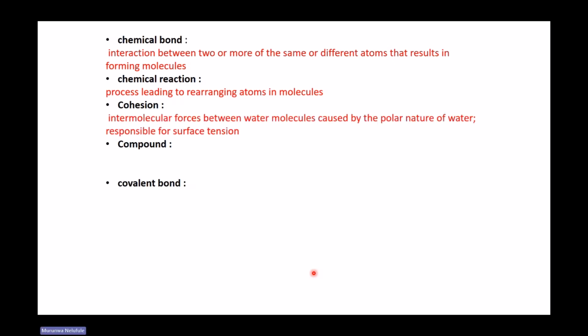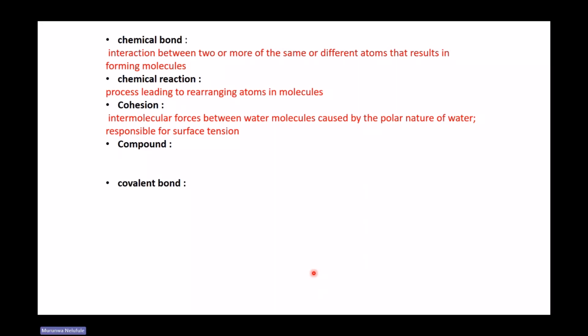Forces between water molecules caused by the polar nature of water, which is responsible for surface tension. So here, yes, you can use cohesion in everyday life, when you're just talking to anybody, in court or anywhere else. But from a biological or natural science point of view, when you are explaining what cohesion is, you have to make sure that whatever you define or give has surface tension in your text or explanation.